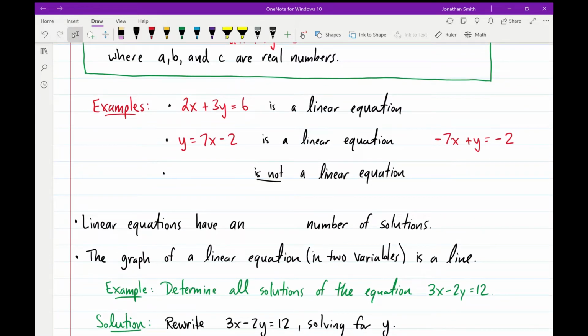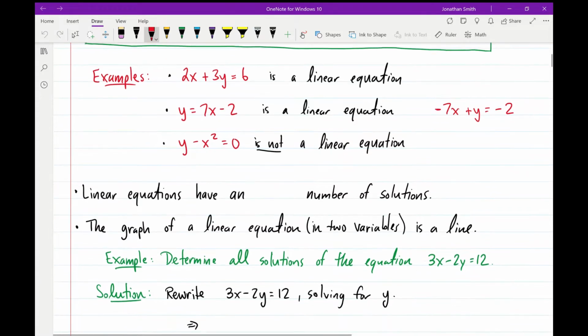And now an example of an equation that's not linear. y - x² = 0 would be an example of a nonlinear equation. This is nonlinear because x is raised to some interesting exponent other than 1. In this case, it's squared.